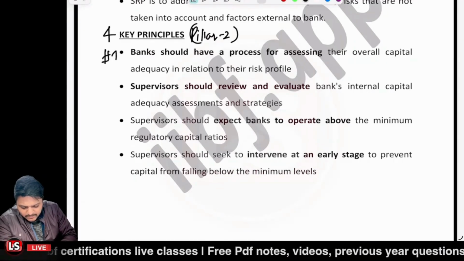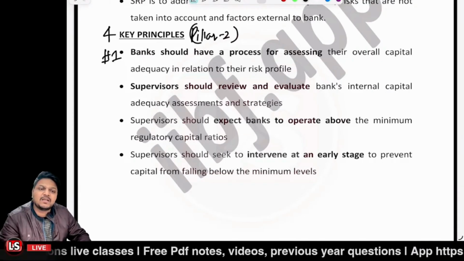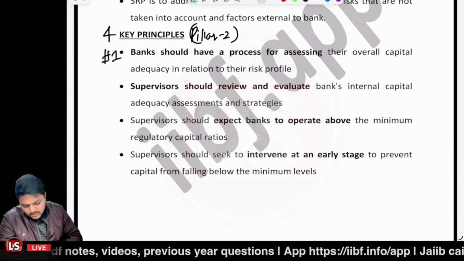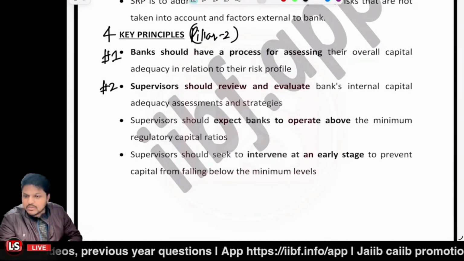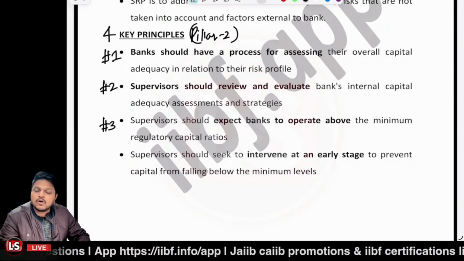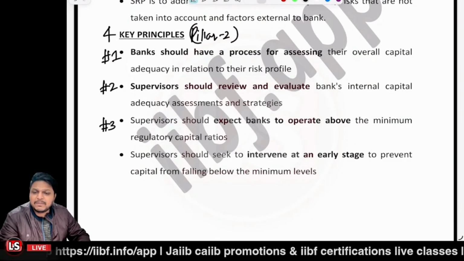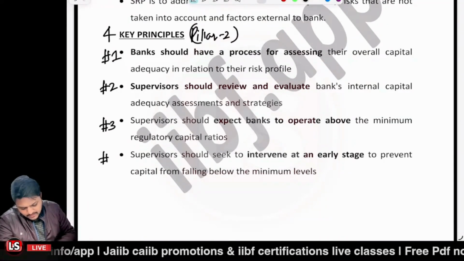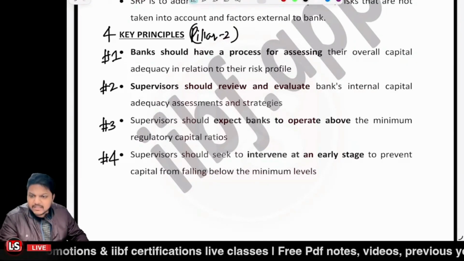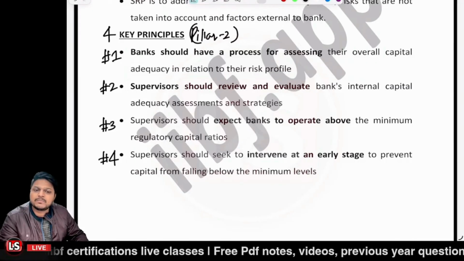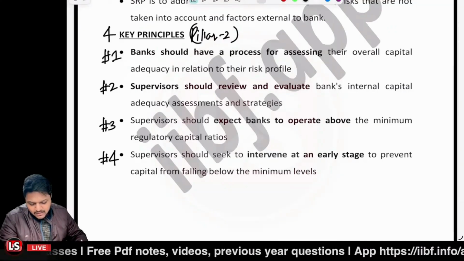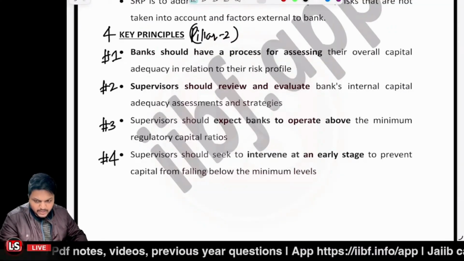One, the banks must have a process so that they can assess the overall capital requirement for adequacy purposes, and supervisors should be reviewing and evaluating those internal processes. Supervisors must be expecting the banks to operate above the regulatory capitals. And fourth, the supervisors must be intervening at an early stage so that the capital never falls below the stipulated minimum levels, right? So those are the 4 key principles, very important, right?